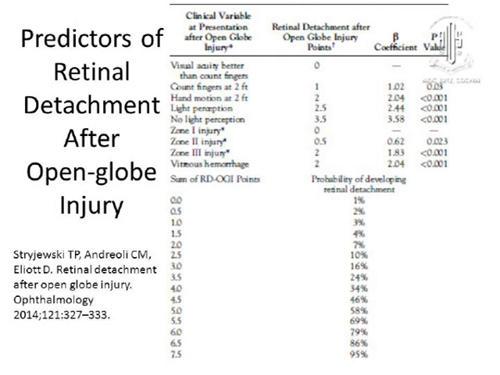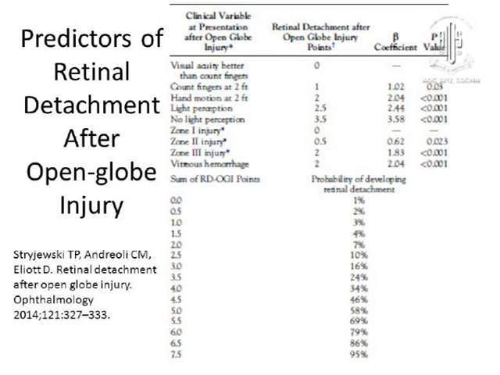So if a patient with zone 3 injury is presenting with vitreous hemorrhage and light perception vision, there is an 86% chance that the patient may have retinal detachment or will develop retinal detachment. So again, calculating this RD-OGI scoring is very important in your clinics, and you can keep the patient under very close follow-up, or sometimes you can go for a prophylactic vitrectomy or immediate vitrectomy in these cases.